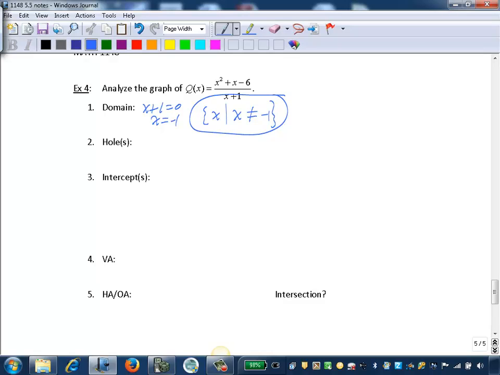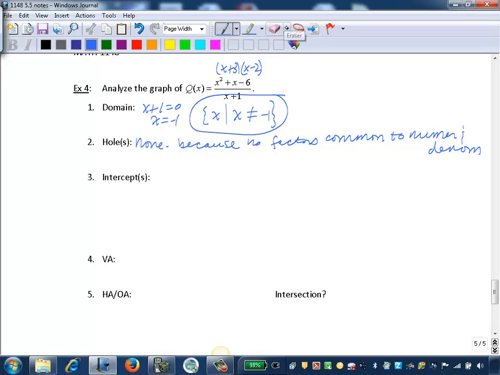Now we want to look for any holes in the graph of this function. So we'll have to factor our numerator. This will factor into x plus 3 times x minus 2. So we see there are no factors common to the numerator and denominator, so there are no holes. There are none, and this is because there are no factors common to numerator and denominator.